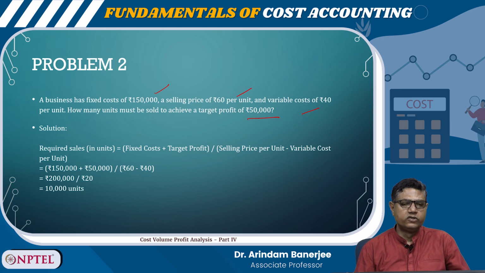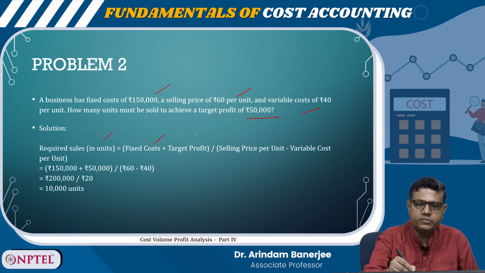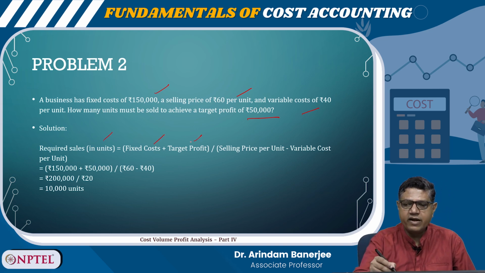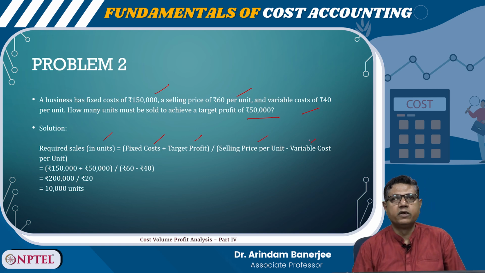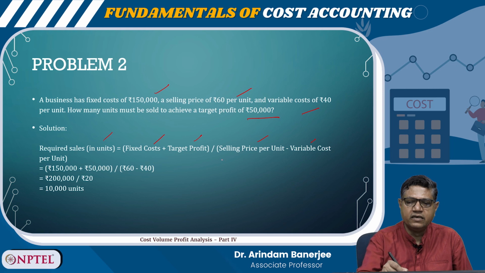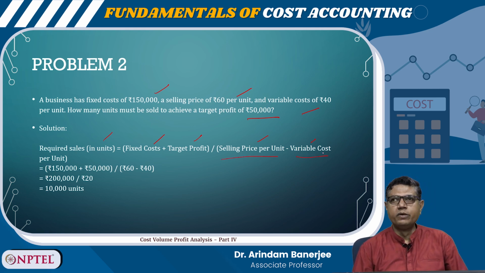Now, in this problem we are discussing that for having a target profit of 50,000 rupees, how many units need to be sold. So, the formula is required sales in units is equal to fixed cost plus the target profit divided by selling price per unit minus variable cost per unit. You remember that the selling price per unit minus variable cost per unit is actually nothing but the contribution per unit.